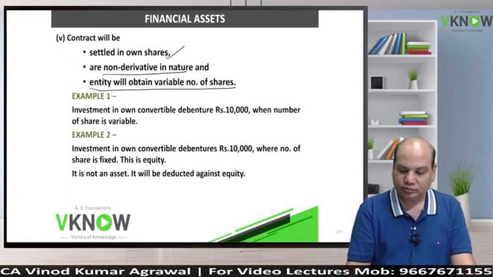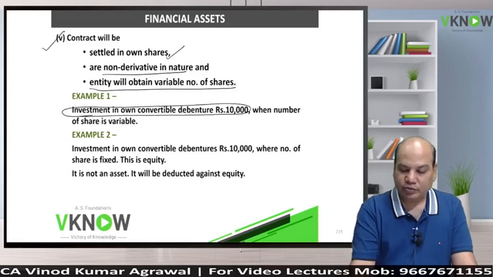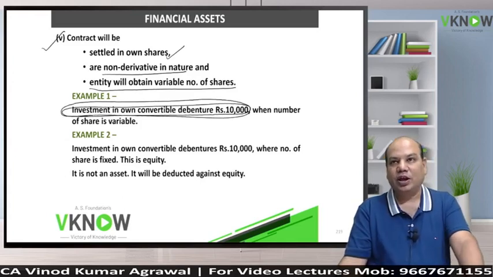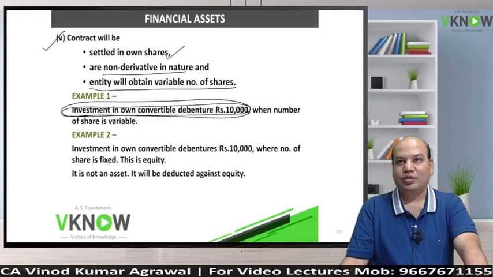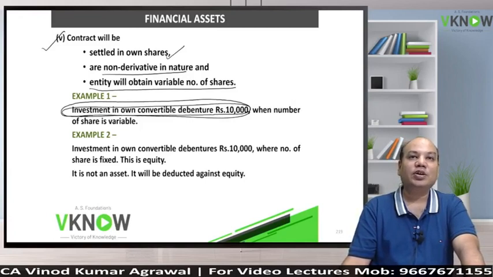Example: investment in own convertible debenture of rupees 10,000. As an example of this element number 5, a company has invested in its own convertible debenture of rupees 10,000 and suppose the number of shares is variable. The contract is designed in such a manner that the number of shares is variable.